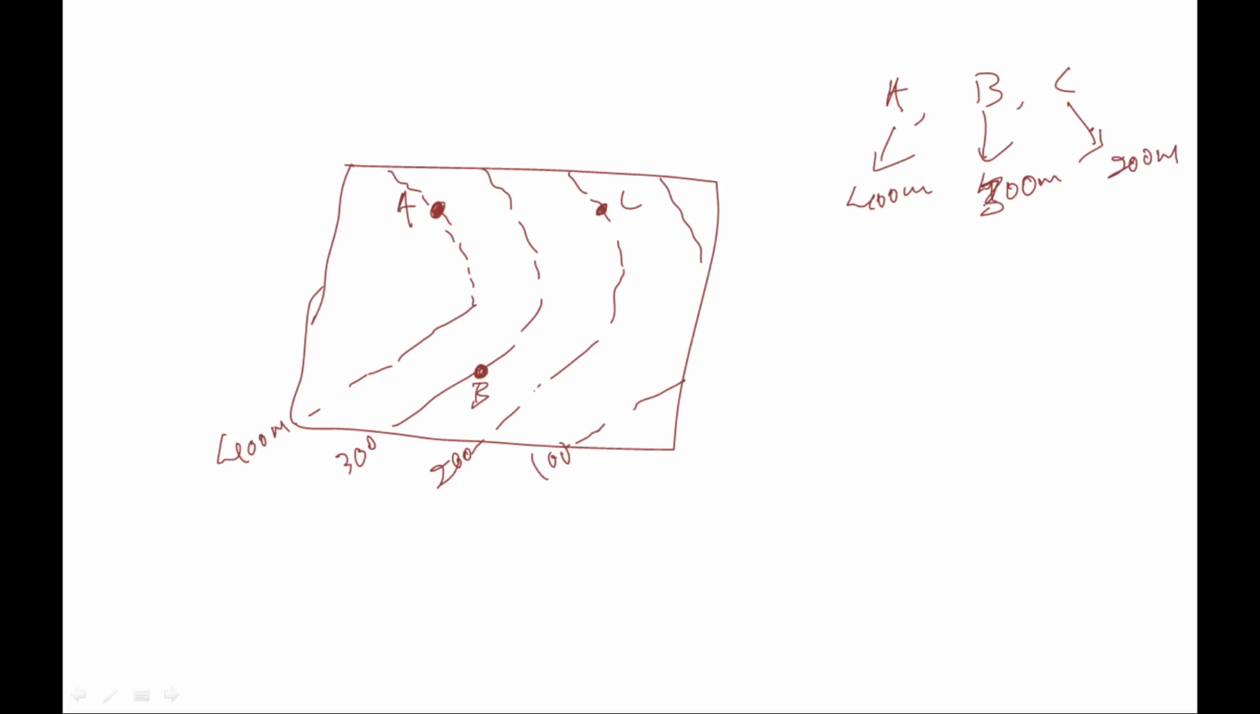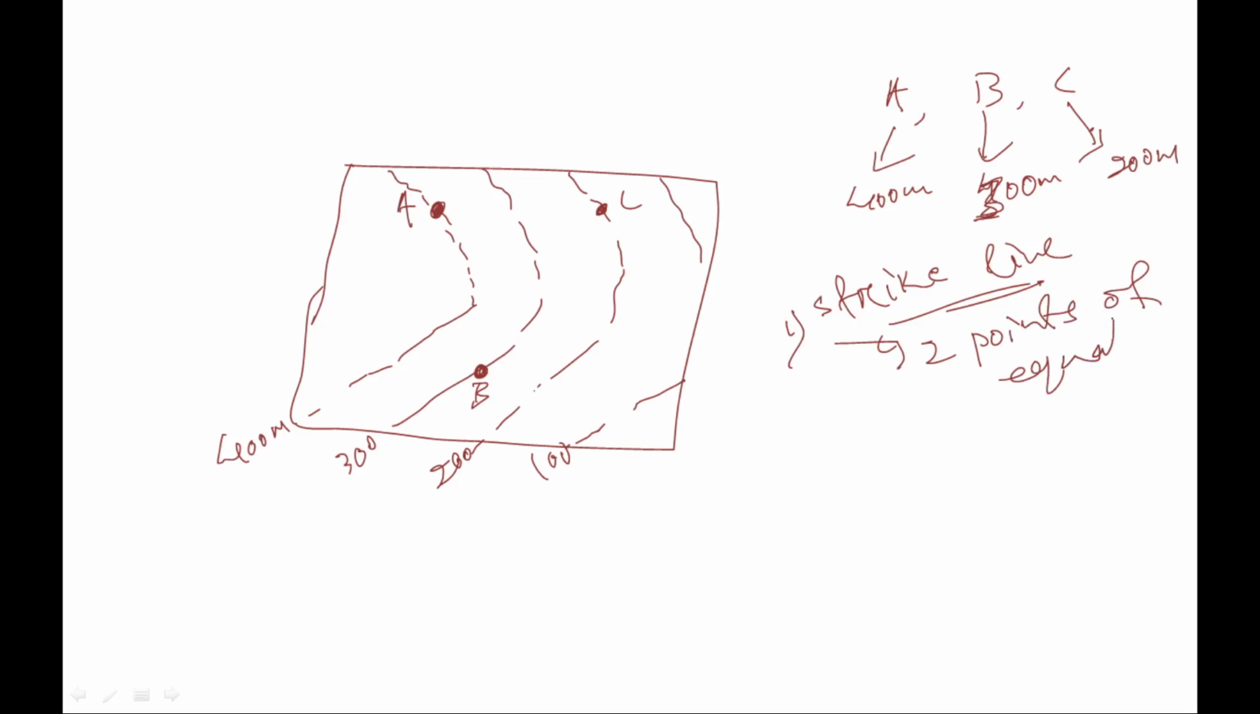So what you have to do here, as I have told, the first step is you have to plot the strike line. So how to plot the strike line? You need 2 points of equal elevation, right? Here you have found 3 points, 400, 300 and 200. You don't have any 2 points of equal elevation. So you have to find another point which should have equal elevation to one of the 3 points given here.